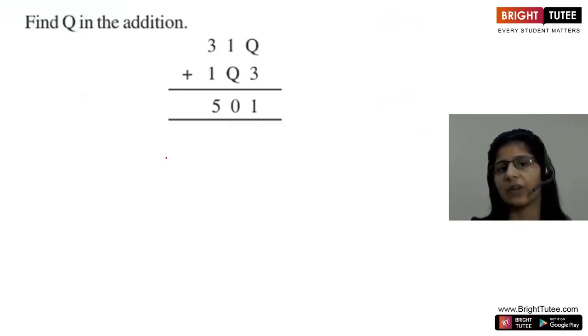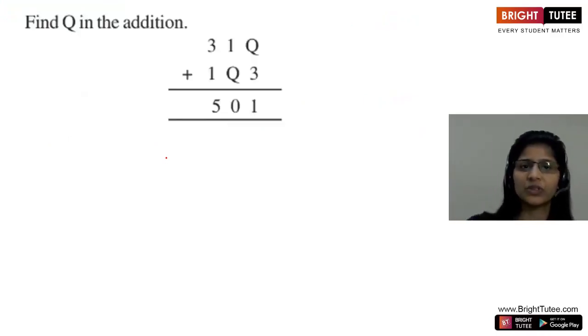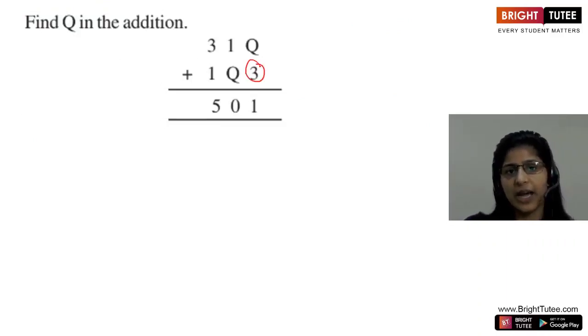So, if you see here we have to find out Q. So, here it is 3. And something is added to 3 and it is giving us 1 here. Right? So, what can we add here? 8. Because adding 8 plus 3 is 11 and we will get 1 carry.